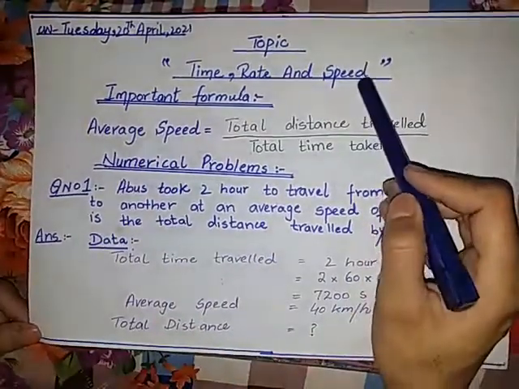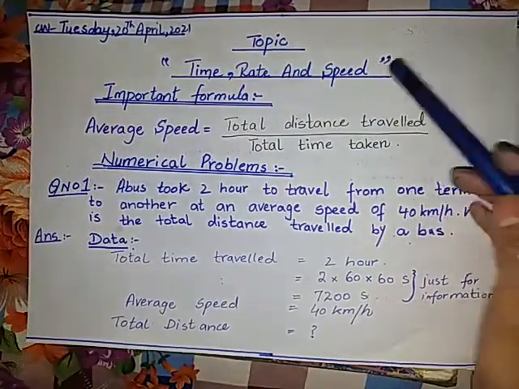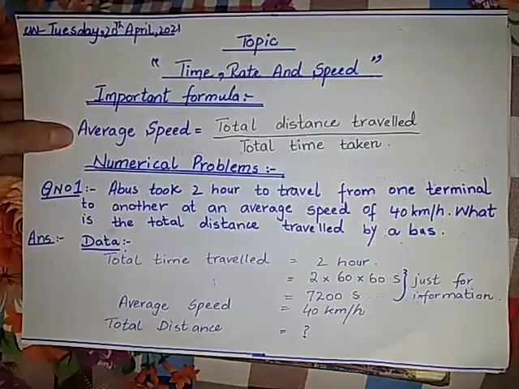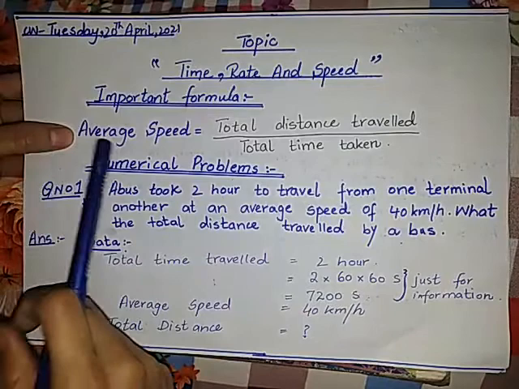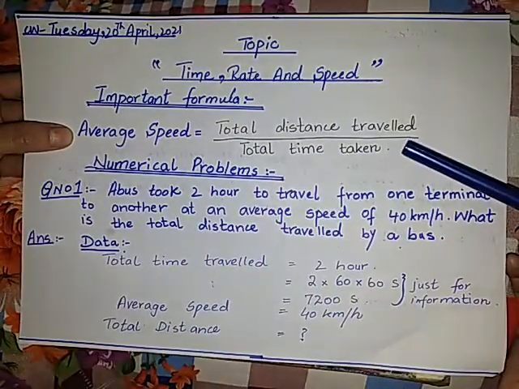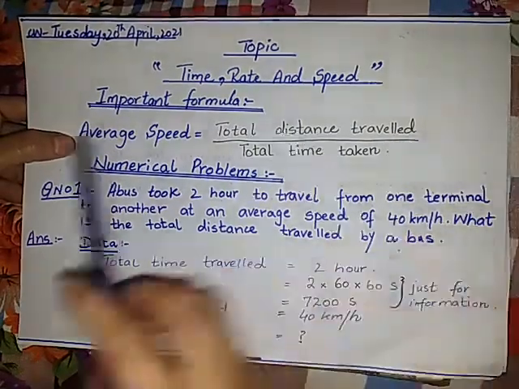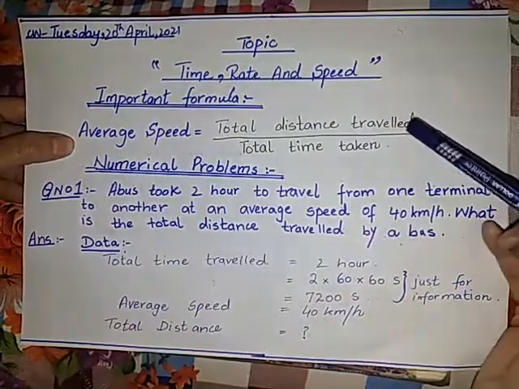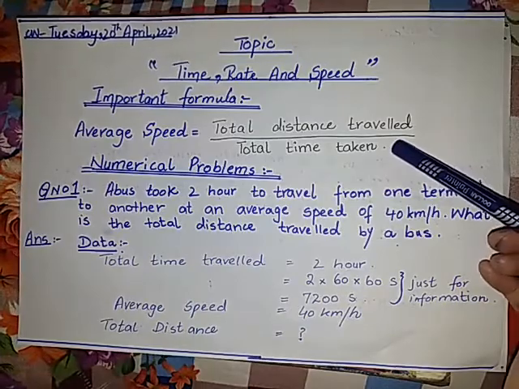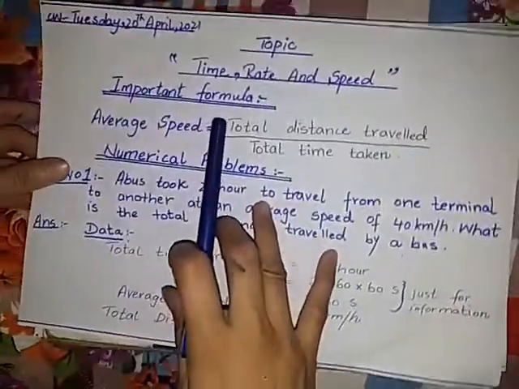As speed is the distance traveled by an object in a specific time, here I have written an important formula for you: average speed is equal to total distance traveled divided by total time taken. This is the formula of average speed. If you have to find the average speed, you will put the values in this formula and you can easily solve any problem.